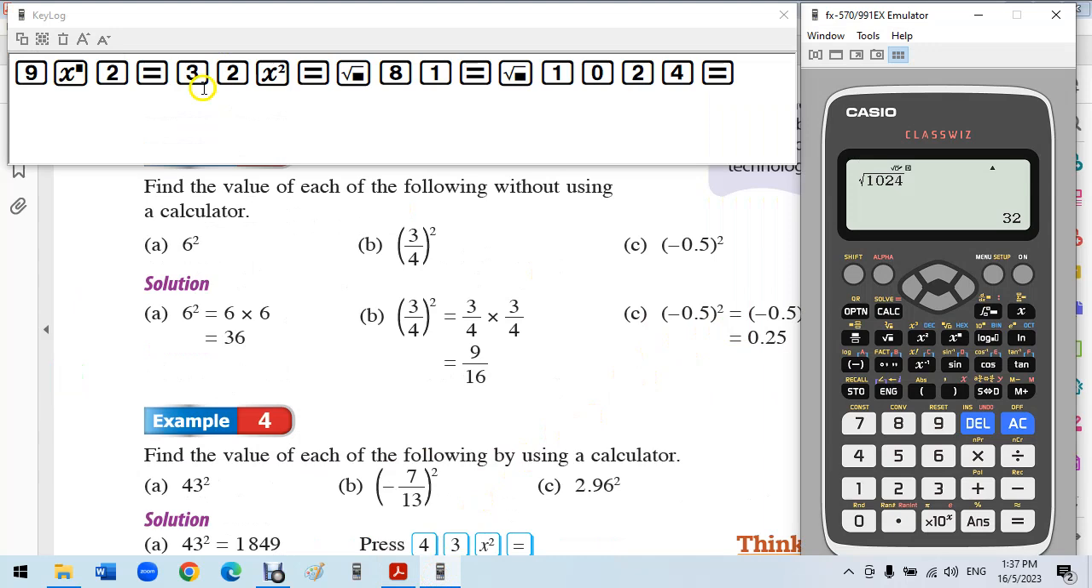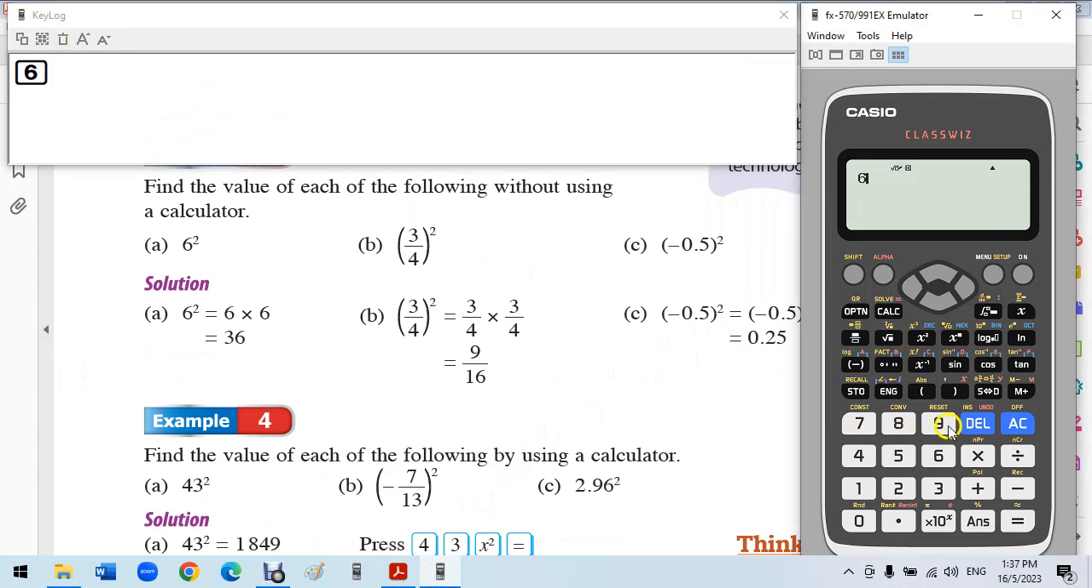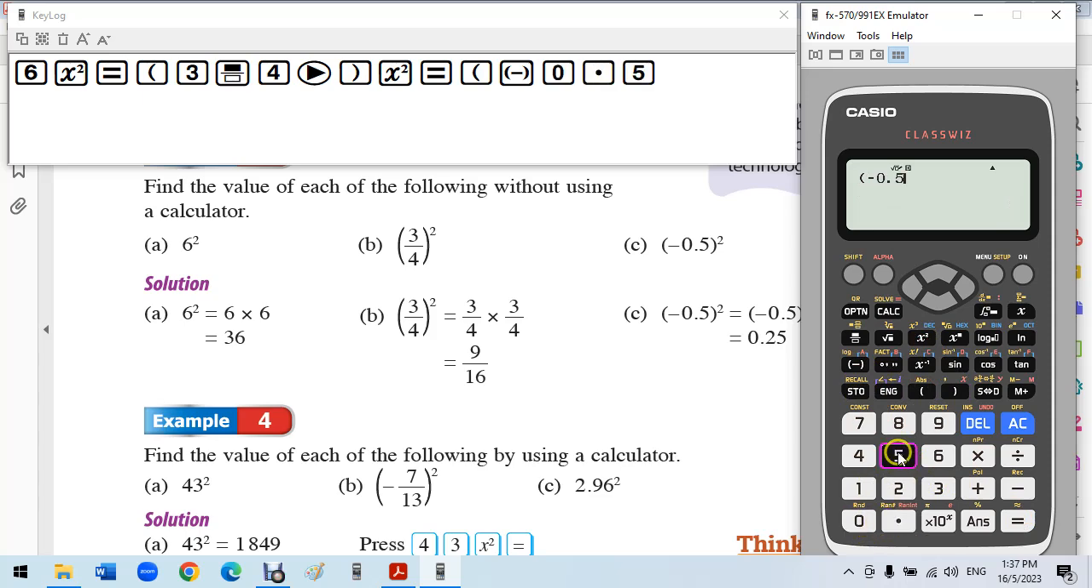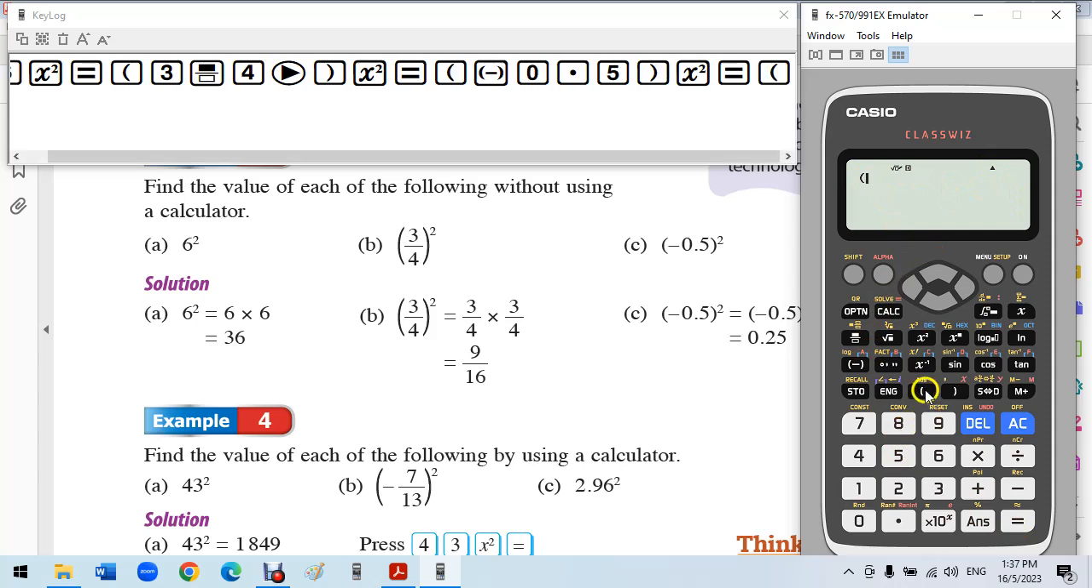so this one we have 6 square, 36, and 3/4 square, and negative 0.5 square. You must make sure the negative is inside the bracket, because if we have negative 2 square, the calculator will return negative 4, but if we press bracket negative 2 square, then it will become 4.